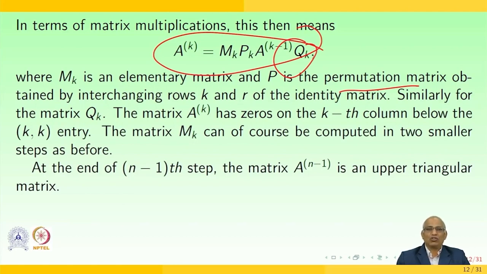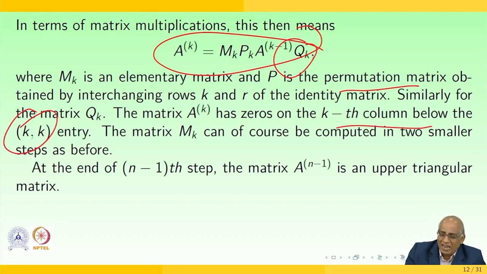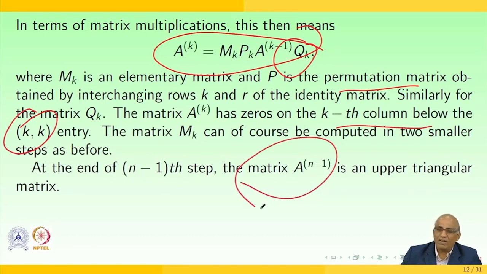Similarly, for the matrix Q_k, the matrix A_k has zeros in the (k minus 1)th column below the kk entry. The matrix M_k can of course be computed in two similar instances. At the end, at the (n minus 1)th step, the matrix A_(n-1) is an upper triangular matrix.